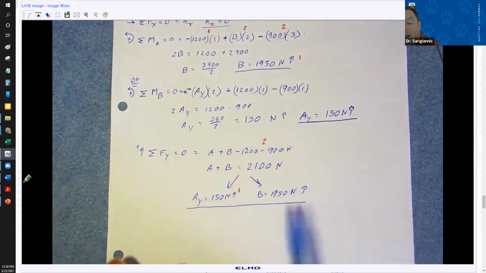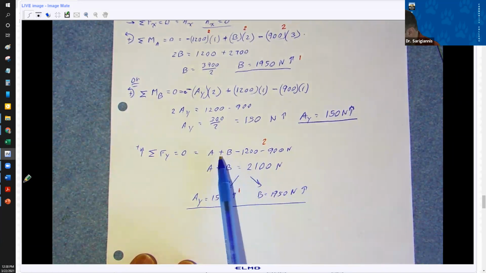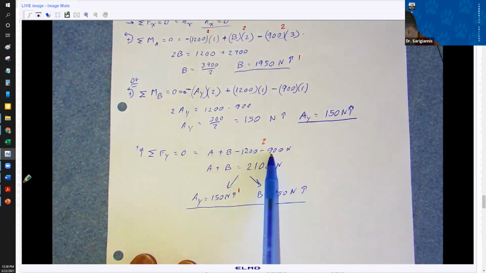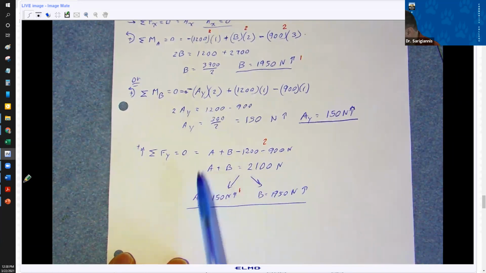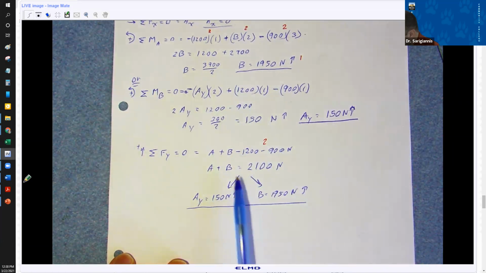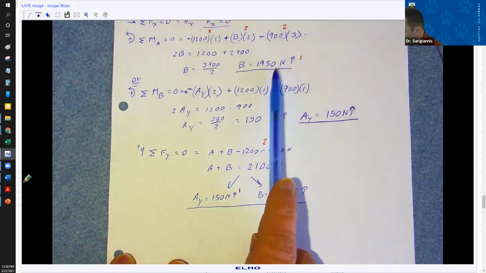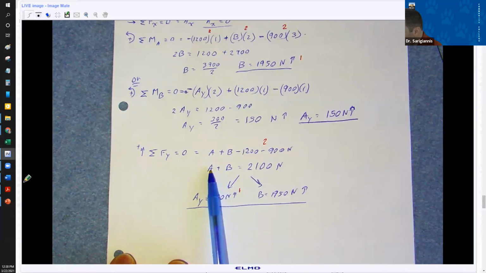Now that I know B, I can solve the sum of the forces in y equals 0. I've got A plus B minus 1200 minus 900 equals 0. I left this generically because I wasn't sure which one people were going to use first. A plus B is 2100 newtons, right? So if I know B, I've got 1950. A is going to be 2100 minus 1950.